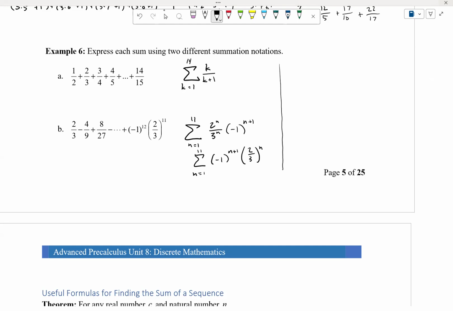The way I would say it normally: the sum, or sigma, from k equals 1 to 14 of whatever it is, in this case k over k plus 1. So the sum from this to that of this. Does that make sense?